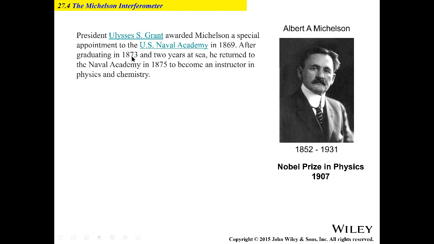Naval Academy. And then he graduated in 73, which is about 21 years old. That's about the usual age, right? Four years later, he graduated, as if he graduated from City College. And then he spent 2 years at sea, because after all, at the Naval Academy you have to be a naval sailor. And he returned to the Naval Academy in 1875 to become an instructor in physics and chemistry. He got interested in physics and chemistry, but he served in the Navy.